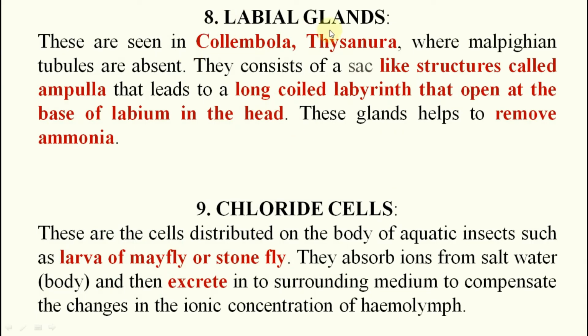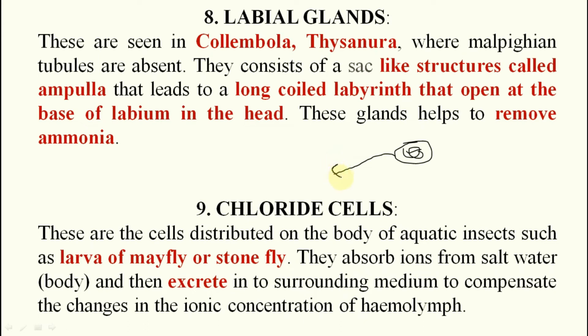So now coming to this labial glands, we already have discussed before, yes or no, in the Collembola, Malpighian tubules are absent, yes or no? These are seen in labial gland, seen in Collembola, Thysanura, where Malpighian tubules are absent. They consist of a sac-like structure called ampulla, okay? A sac-like structure will be there, that is your ampulla, which is collecting the excreted product.